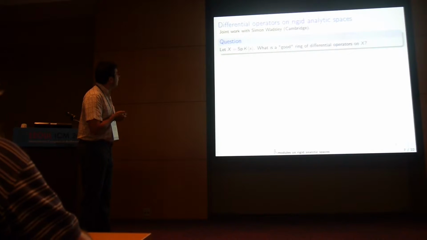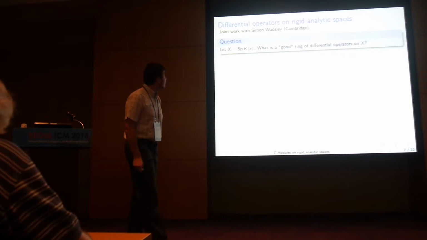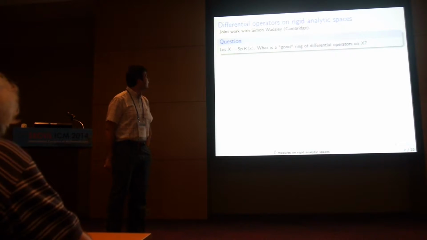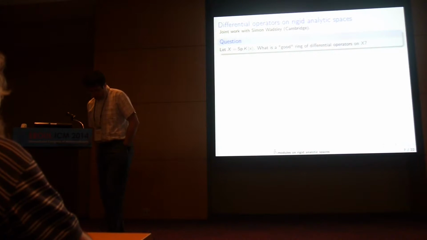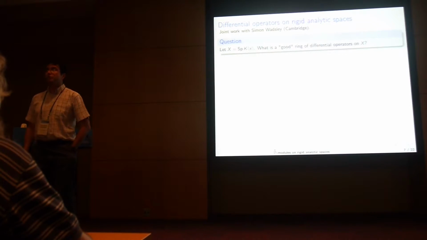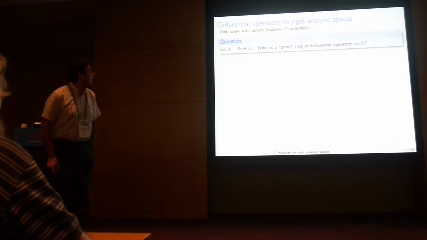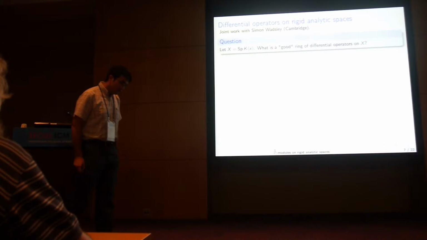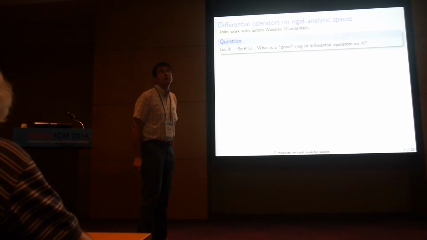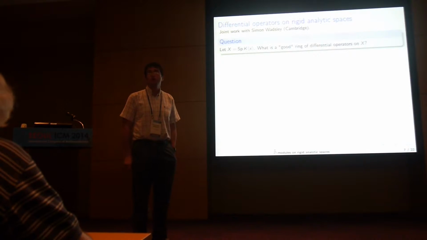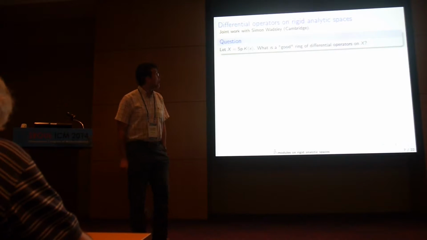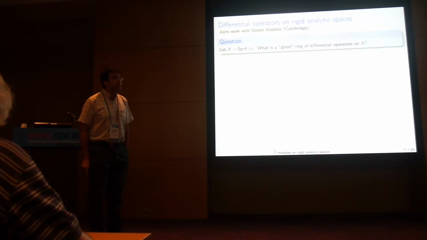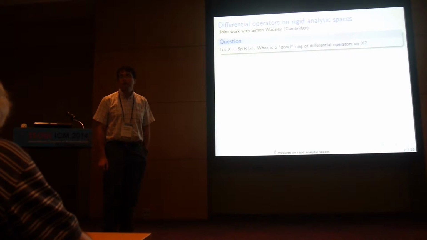Right, so now we'll talk about joint work with Sam Wadsley, Cambridge. I'm interested in D-modules and applications of the theory of D-modules to representation theory. So I would like to associate to every, say, smooth rigid analytic space X a good ring of differential operators, D of X. Well, what do I mean by that? Why not just do the obvious thing?